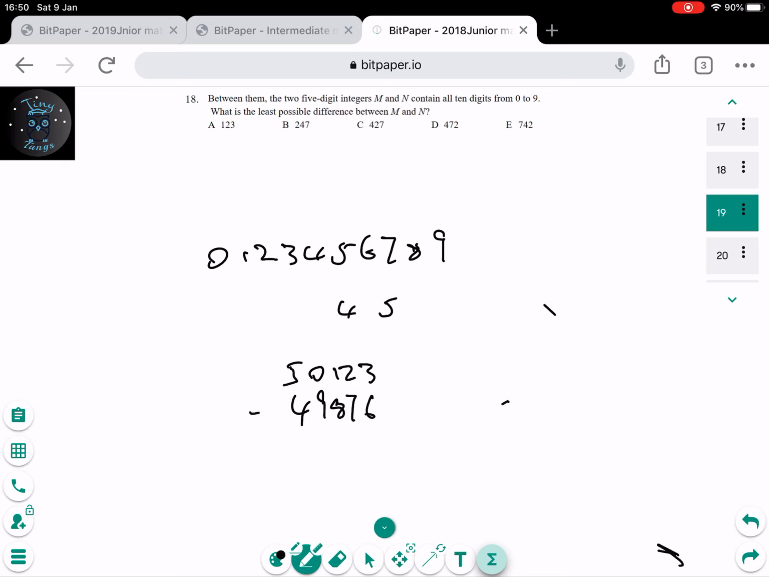So minus that. So the way I do these is 124 is this, plus 123 equals 247, which is our answer. B.